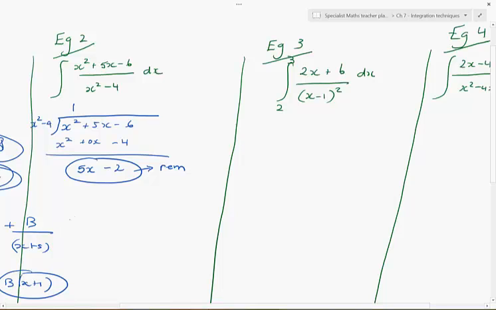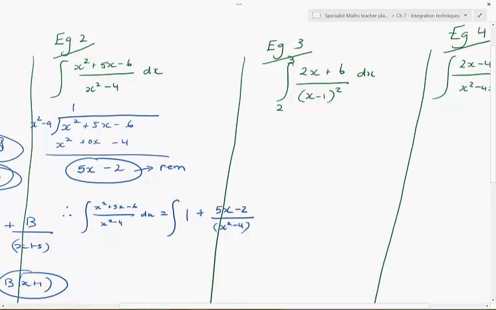So therefore what we're going to say is that x squared plus 5x minus 6 over x squared minus 4 is equal to 1 plus 5x minus 2 over x squared minus 4. It seems really tedious, but you have to use equal signs. Thank you. Now be careful.